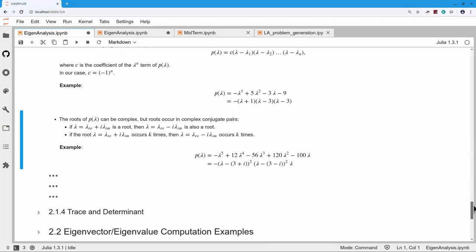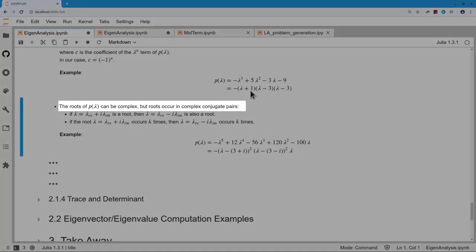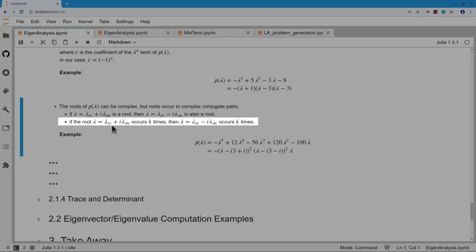The next property that you want to know is that you have encountered before that polynomials have complex roots at times, depending on the coefficients. So what happens if there is a complex root, even though all the coefficients of my polynomial were real? Well, the theorem associated with that is: if I take a complex root, a real part plus i times an imaginary part, if that is a root, then the complex conjugate, replacing i by minus i, must also be a root. And if one of these roots occurs k times, then the complex conjugate must also occur k times.